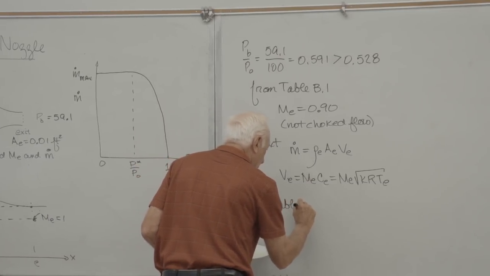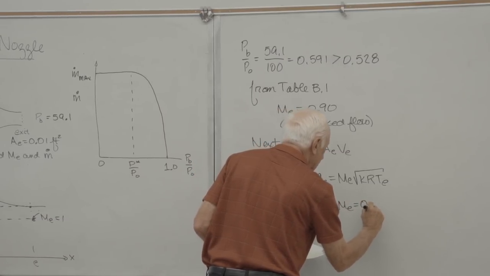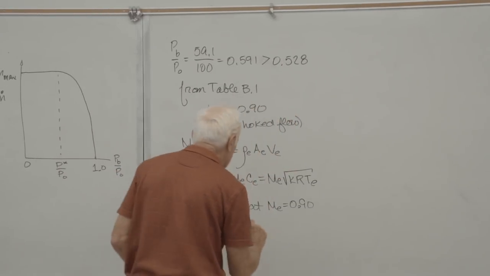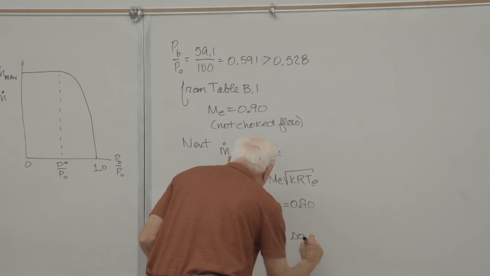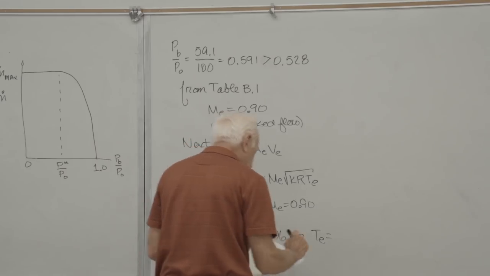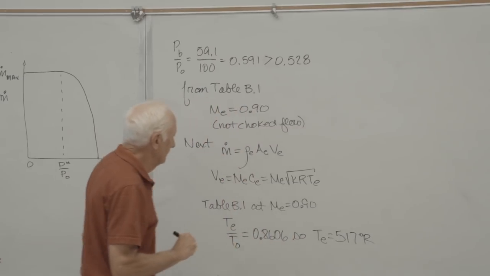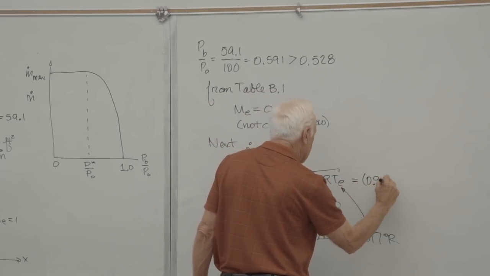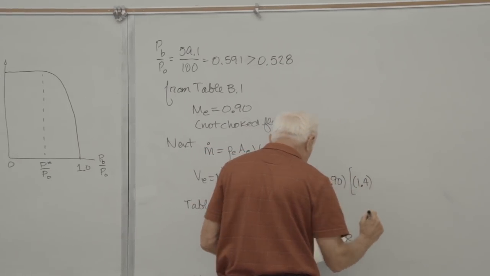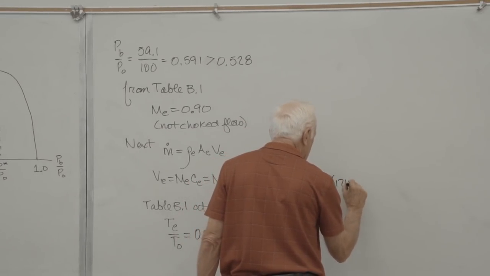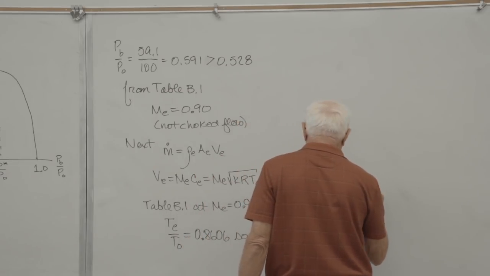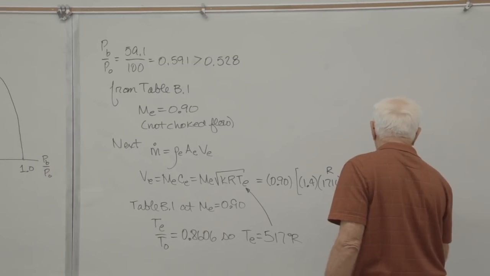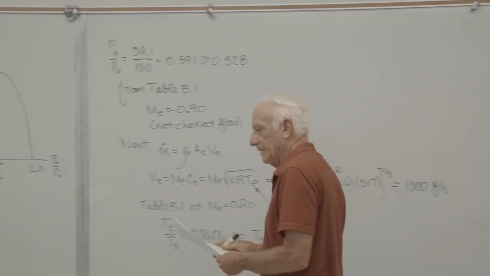Table B1 at Mach number exit equal to 0.9: T at the exit over T naught is equal to 0.8606. So our temperature at the exit plane comes out to be 517 degrees R. I put that 517 degrees R in there. 0.90 times the square root of K, 1.4, times our value of 17.16 for R, times T exit, 517, square root. So the velocity at the exit is 1,000 feet per second.